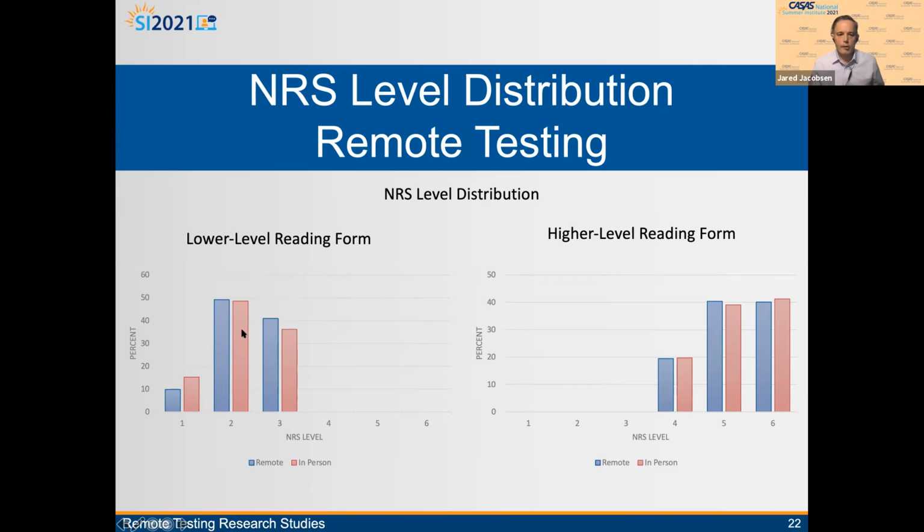So in general, we're just looking at this result and seeing that we're not seeing any major changes in the overall distribution of examinee scores based on these two different methods of delivery, remote versus in person. And we can also see that on the higher level reading forms, that's very similar as well. This particular form tested examinees into NRS level 4, 5, and 6, and we can see the distribution is very similar across the three.